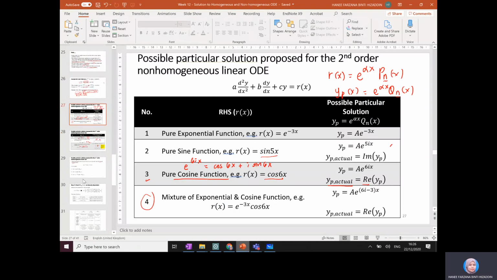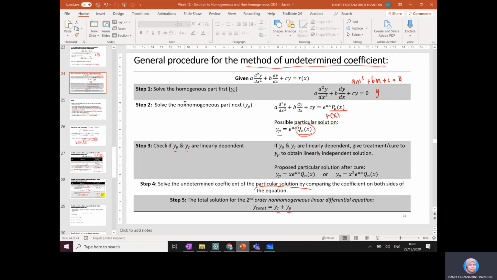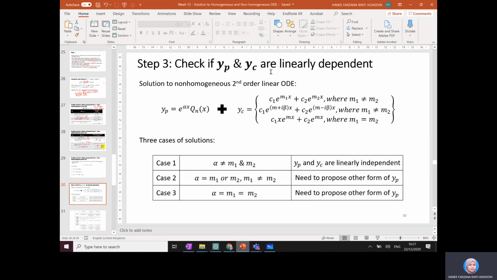Right. What's next? So we are only in step 3. So how many steps do we have? First, solve the homogeneous part. Second is the yp. So step 3 is to check whether yp and yc are linearly dependent, because the total solution to the non-homogeneous second order linear ODE is yp plus yc.